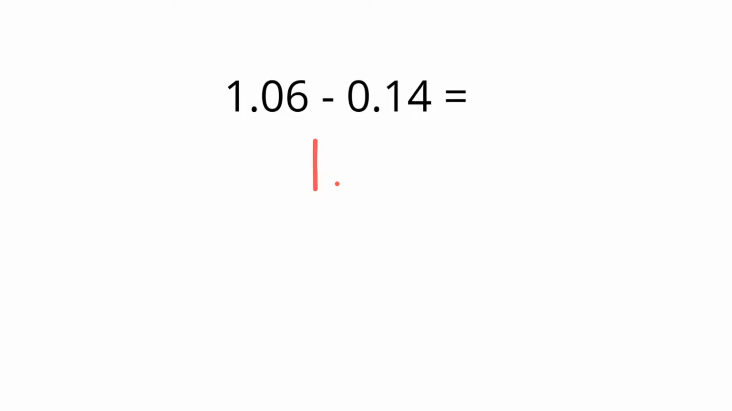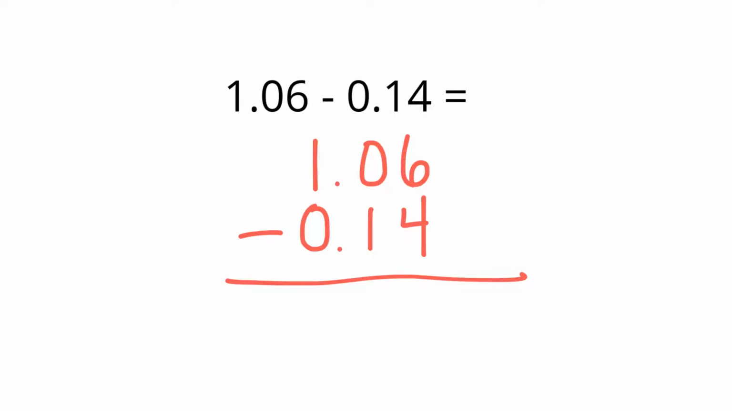I have 1.06. I'm actually going to place my decimal place under here before I start writing so that I can write 0.14, and that makes sure that everything is lined up here. The next thing that I'm going to do is place my decimal in my answer right away, and you can see I've just placed that in there, so I don't forget to write it in.